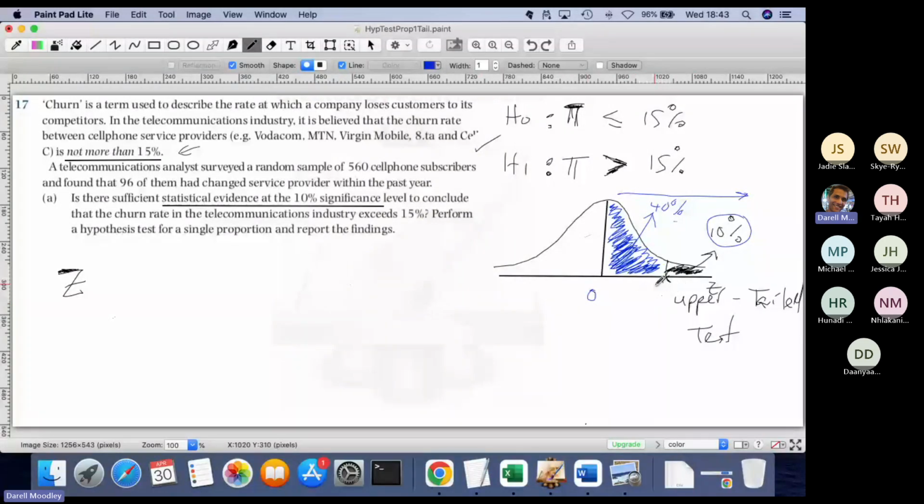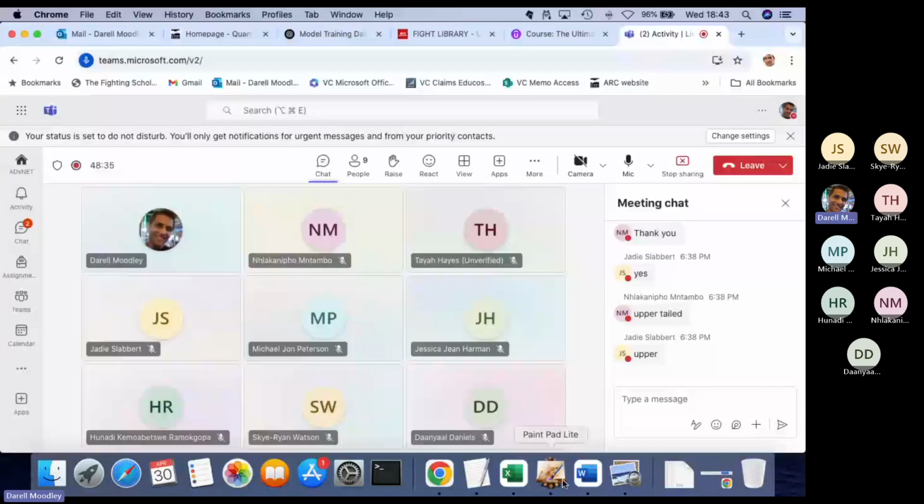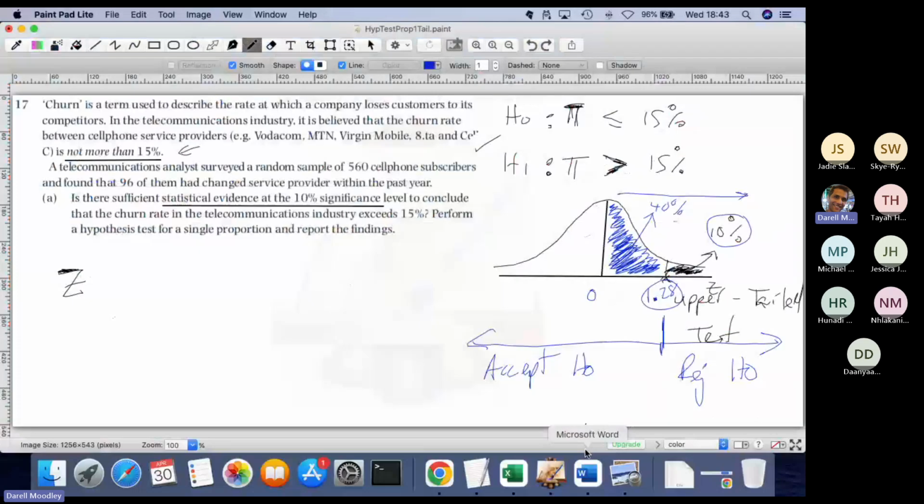Let's write it here. That's your critical value. That means everything on the right of this, we reject H0, and everything on the left, we accept H0. Let me just check the chat. Okay, no questions. All right. So now you've done step 2. So we've done step 1. Here's step 2 done.